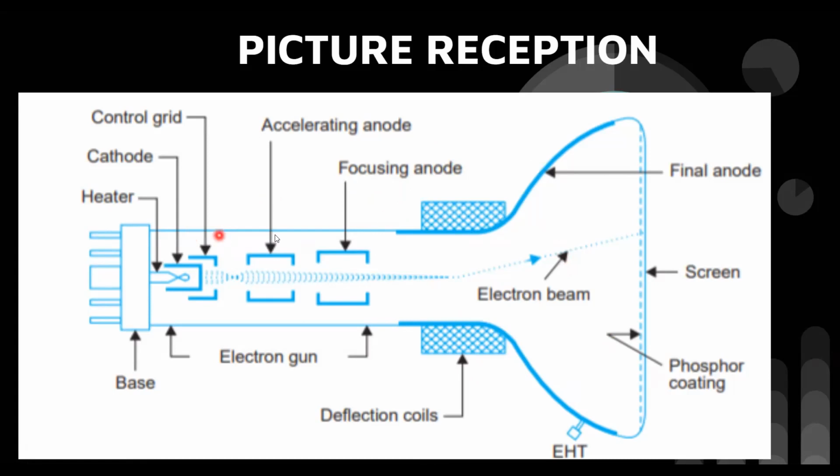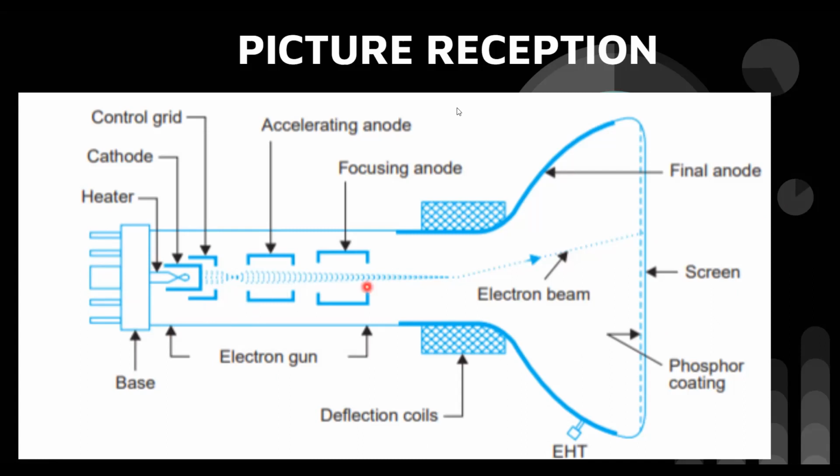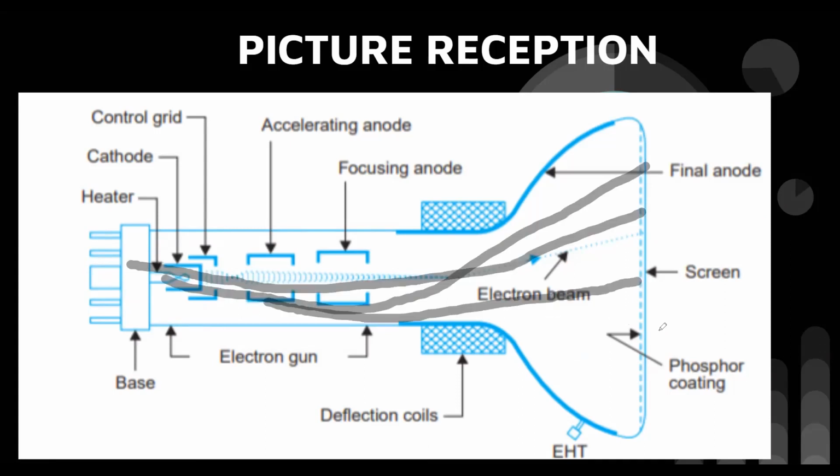This is the glass envelope. It contains the electron gun structure that produces a beam of electrons. The beam of electrons is aimed at the fluorescent screen. When the electron beam strikes the screen, you have the electron beam hitting at all these points.